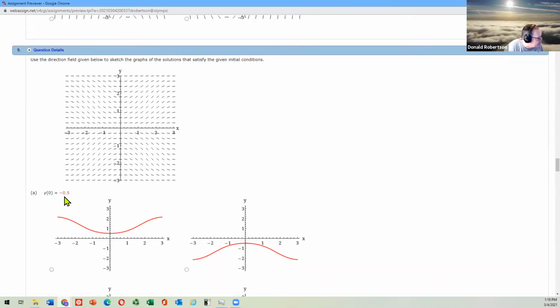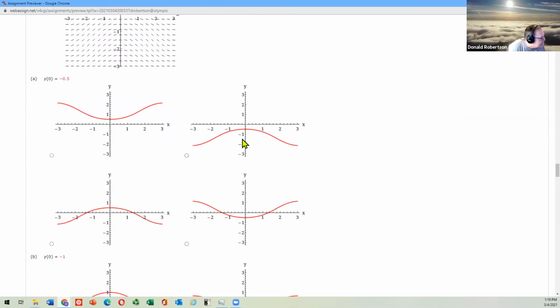Y of 0 is negative 0.5. So that means when x is 0, the y coordinate is negative 0.5. Very roughly, where my mouse is right now, would you agree that's roughly 0, negative 0.5? Now, at that point there, do you see it goes along and then it curves down? And then it goes along and it curves down. It looks to me like a hill. And it looks to me like it would be that hill. Would you agree? So it wasn't that hard.